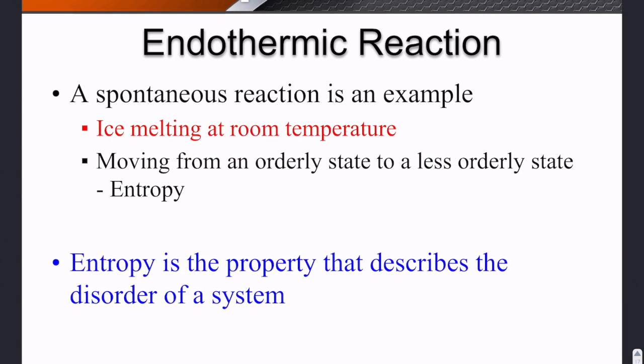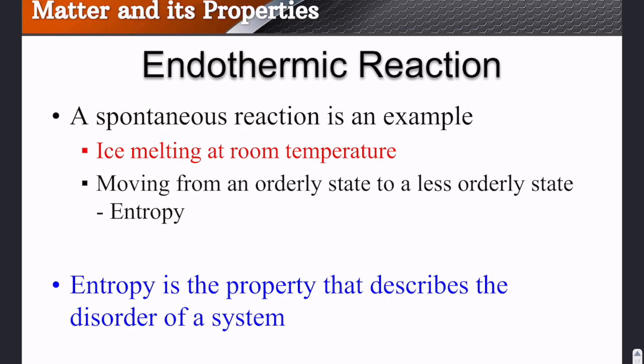Endothermic reactions. We have energy that's being absorbed, and when we're looking at that energy being absorbed, we're tending to move from a more orderly state to a less orderly state. It's what we refer to as our entropy. All right, and entropy is just a property that describes how disordered something is. Okay, how disordered everything in nature is.